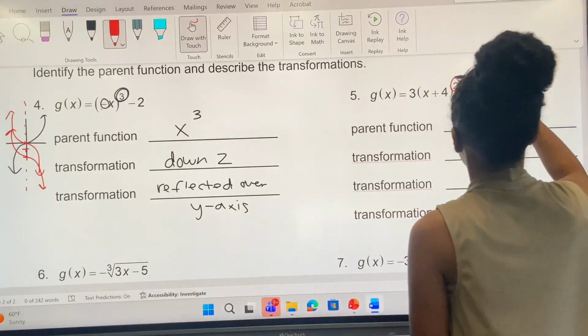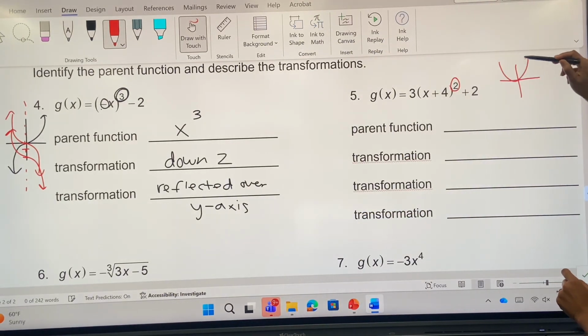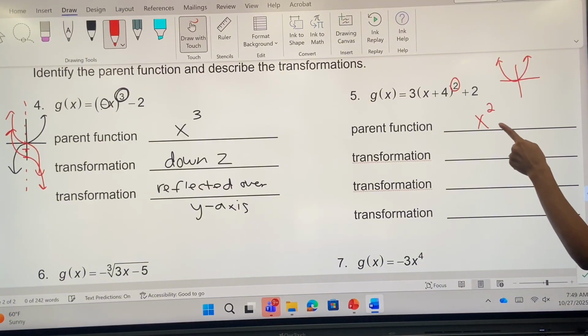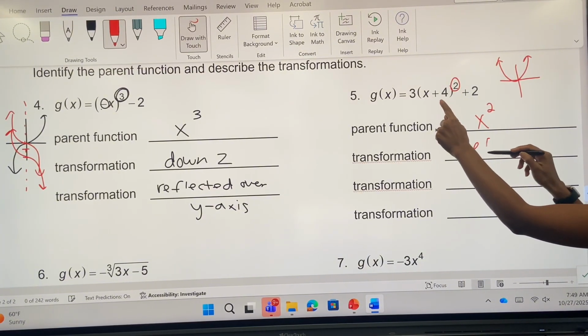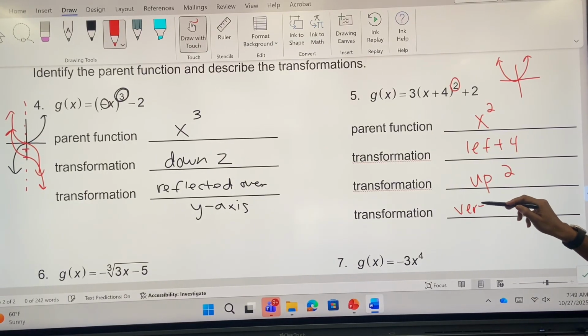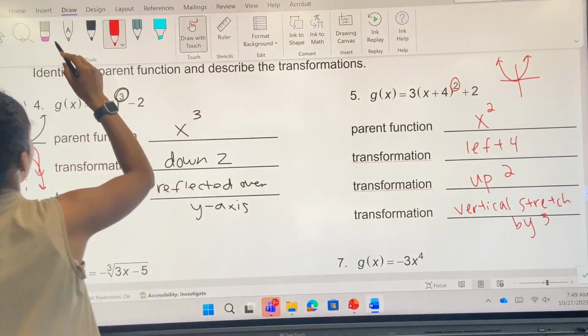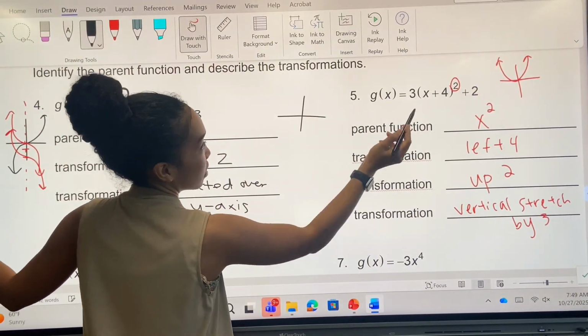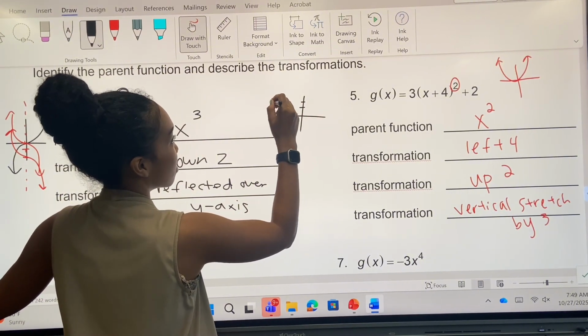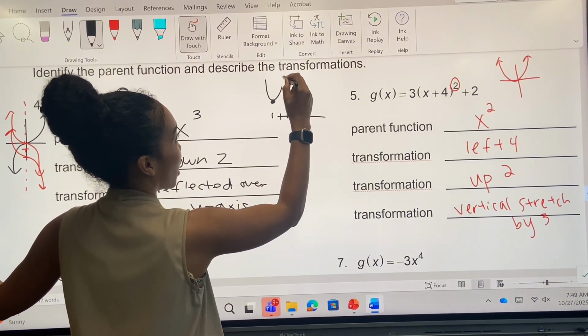This is a quadratic that's even, so it looks like this. However, it was moved, so this is the parent function. It went left 4, up 2, and it was a vertical stretch by 3. That 3 on the outside. All right, next one. So if you were to sketch this, it went left 4, up 2, so this is your vertex, and it was vertically stretched, so it'll look a lot narrower.